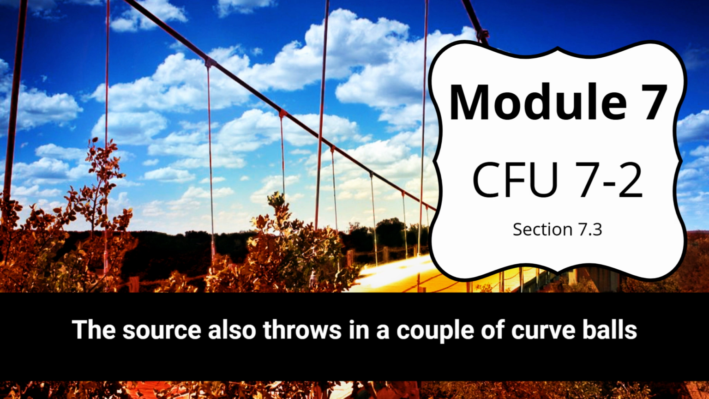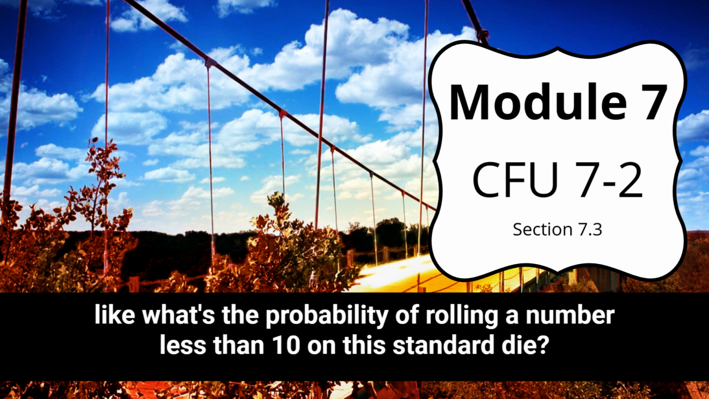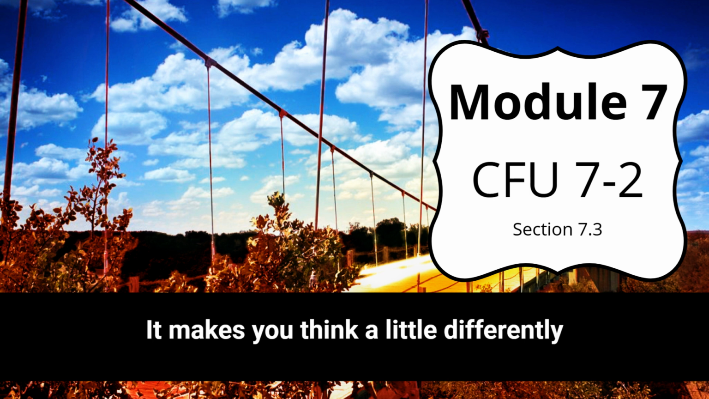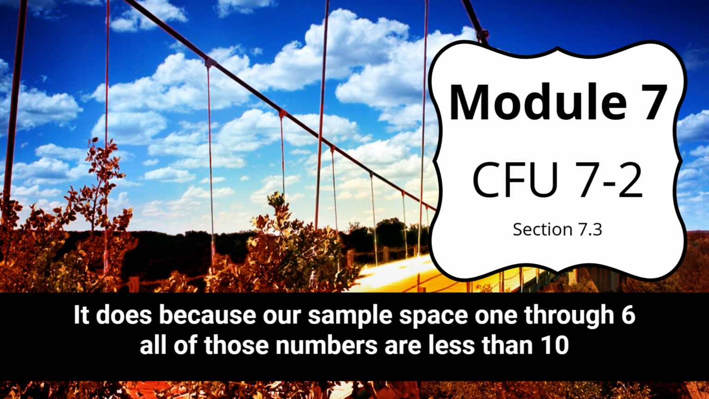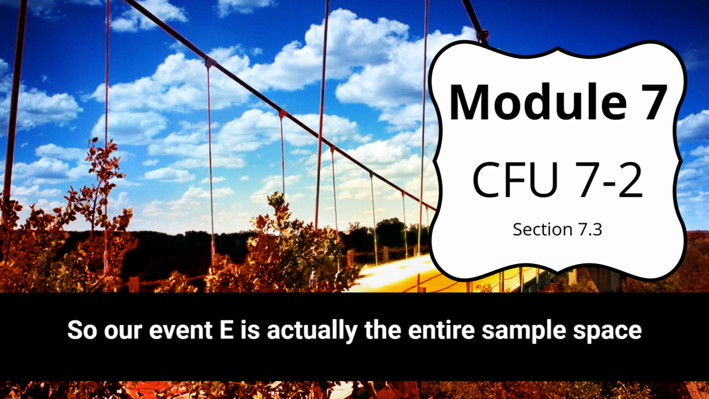Getting it. The source also throws in a couple of curveballs, like, what's the probability of rolling a number less than 10 on this standard die? Ooh, I like this one. It makes you think a little differently. It does. Because our sample space, 1 through 6, all of those numbers are less than 10, right? That's true, yeah.